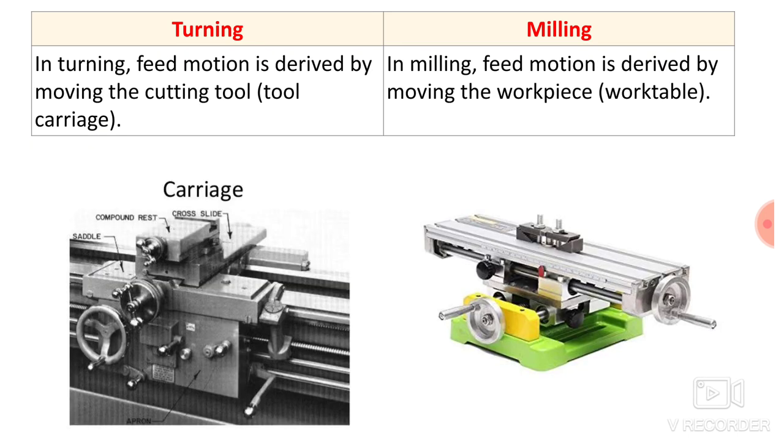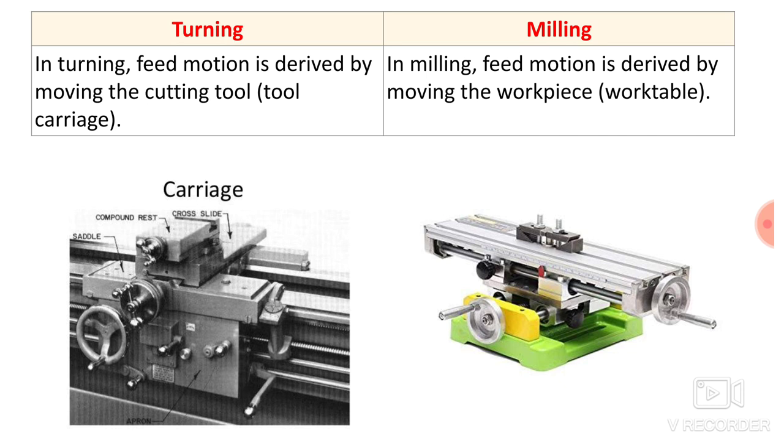Then the next point is, in turning, feed motion is derived by moving the cutting tool carriage. So over the lathe machine, you can give feed to the cutting tool by moving the carriage along x-axis or along z-axis. So the feed is given with the help of the tool carriage. Here the first image is nothing but the tool carriage. It has different handles, and with that you can move the cutting tool along x-axis and along z-axis.